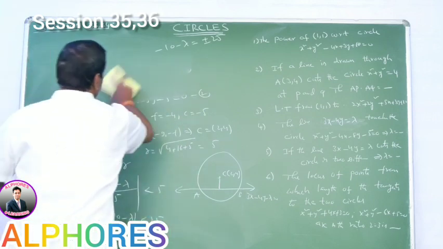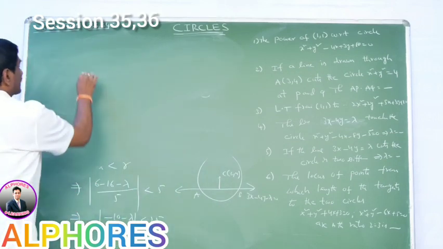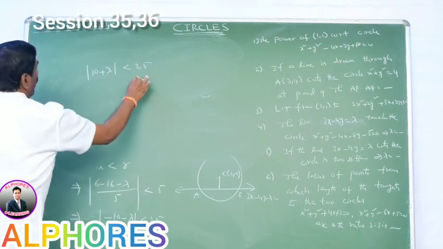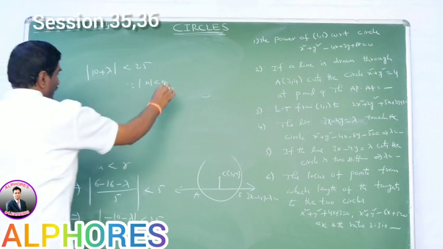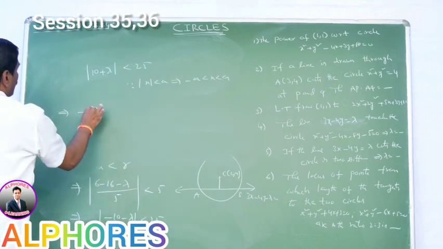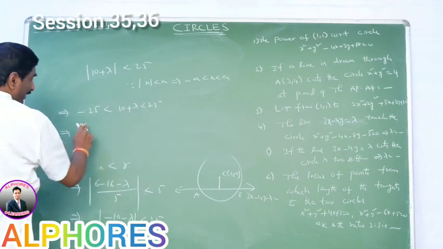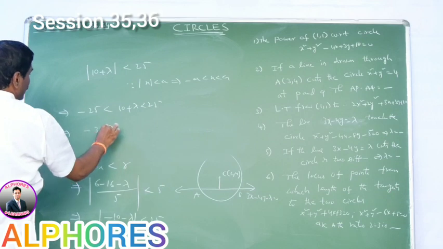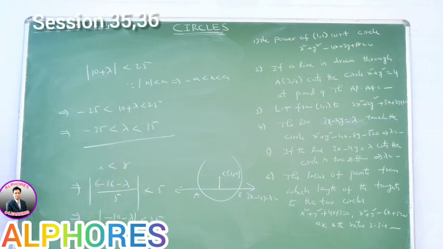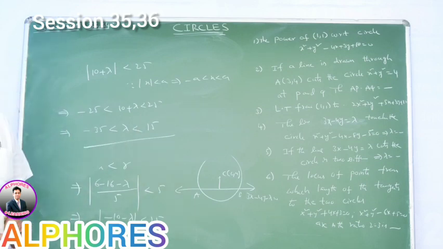Mod x is equal to mod minus x. So mod of 10 plus lambda is less than 25. If mod x is less than a, what is the condition? Minus a is less than x less than a. That implies minus 25 is less than 10 plus lambda less than 25. By subtracting 10, we get minus 35 less than lambda less than 15. So lambda belongs to minus 35 to 15.